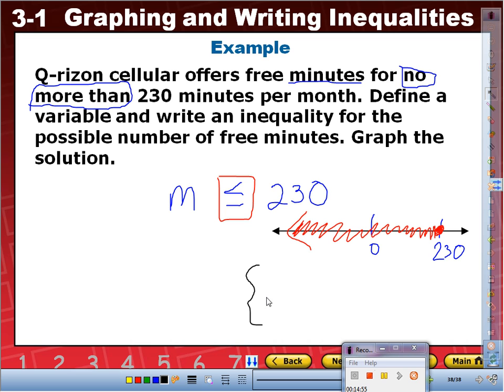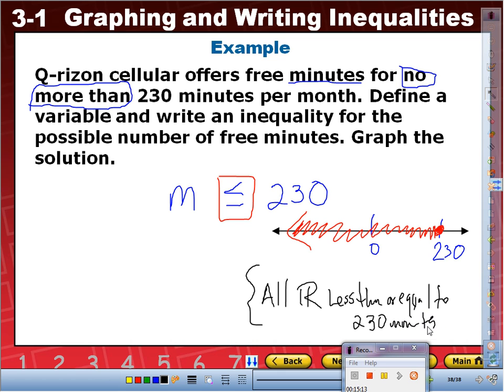So therefore, if we were to write our solution set, the solution set for this one is all real numbers less than or equal to 230 minutes. Okay. Why minutes? Because it's 230 minutes, but it cannot be more than that. It could be equal to, but not more than that. So therefore, it can use up anything less than that. Okay. So here we go.